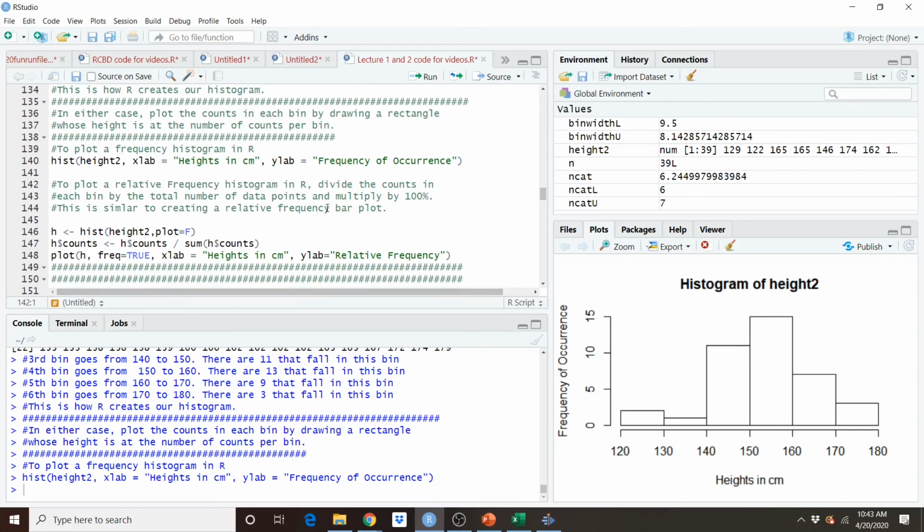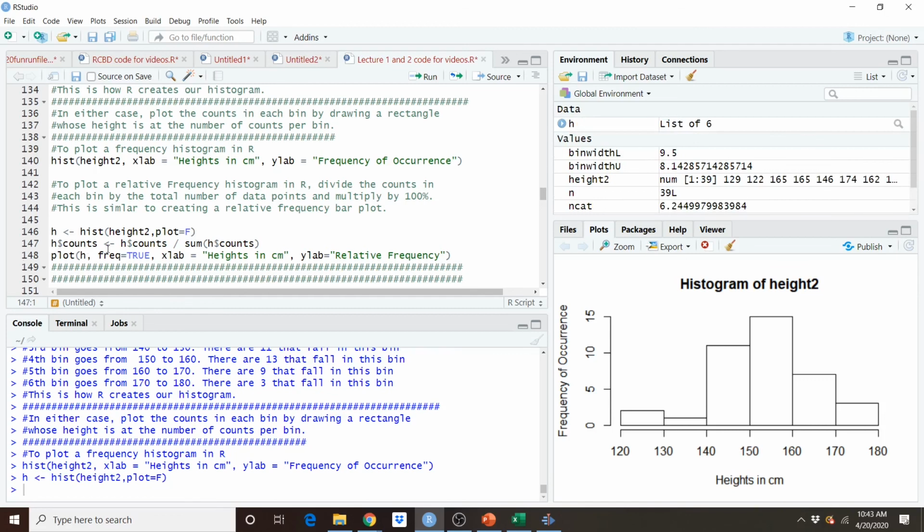But what if I wanted to do a relative frequency histogram in R? I simply use the same method that I used to create a relative frequency bar chart. I divide the counts in each bin by the total number of observations in the data set. Now, if I would like to do a relative frequency histogram, I'm going to call this H, and that's a histogram of my data, but I put plot equals false. That way the plot doesn't show up.